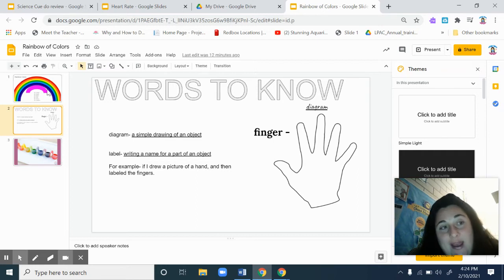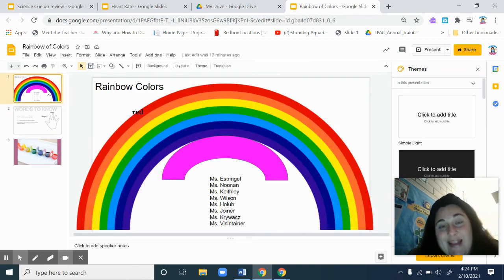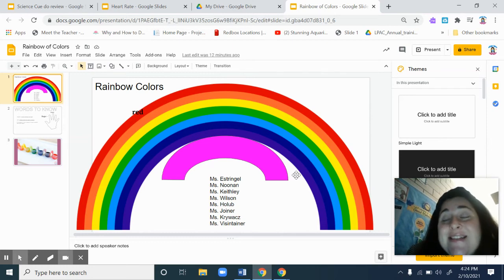So today, we are going to get to label this beautiful rainbow. And just so you know, the why we do this is because scientists, good scientists, label their drawings, which means their diagrams. Good scientists label their diagrams or drawings.